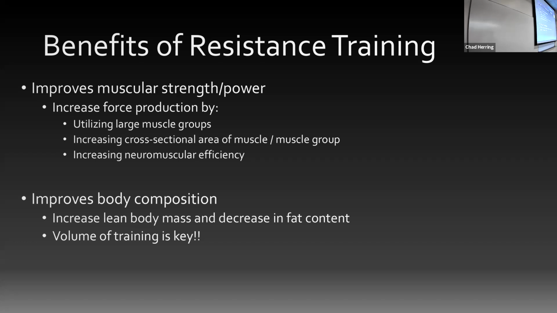Yep, exactly. So as I increase the cross-sectional area with resistance training, in general, my force output is what? Gonna go up. Yep, in general. There's some caveats there.